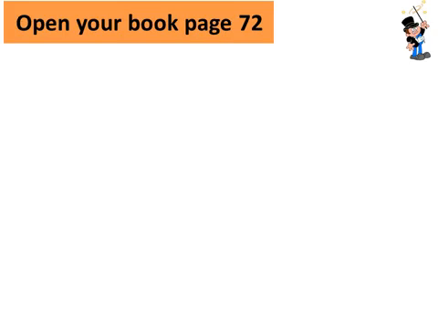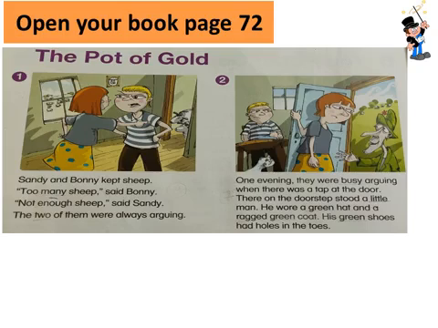So now another magic trick. Turn the page. Yes, it's page 72. Now I will read and you need to repeat after me. And don't forget, point with your finger. Okay? Let's start. Point at the title. The pot of gold. Are you repeating? Good job. Let's start. Sandy and Bunny kept sheep.